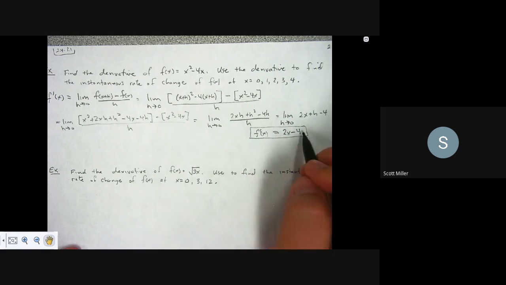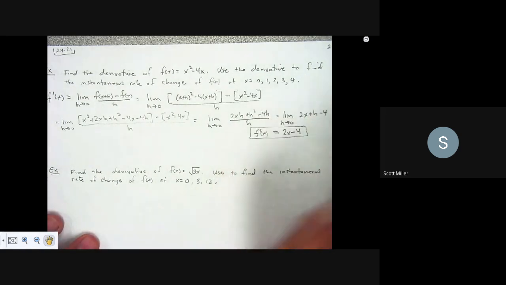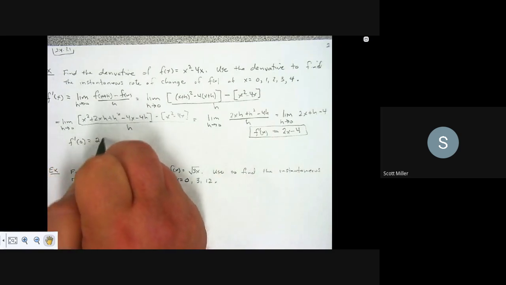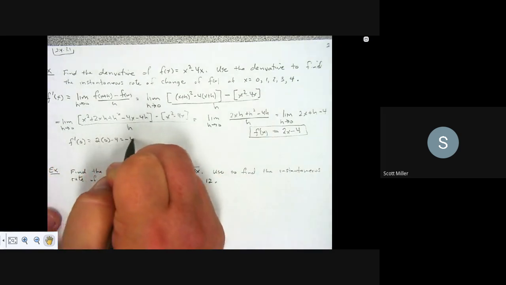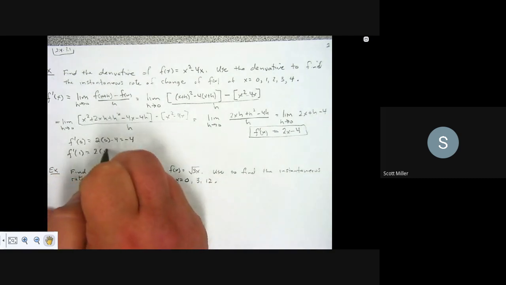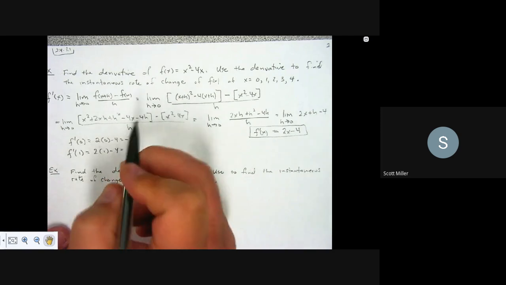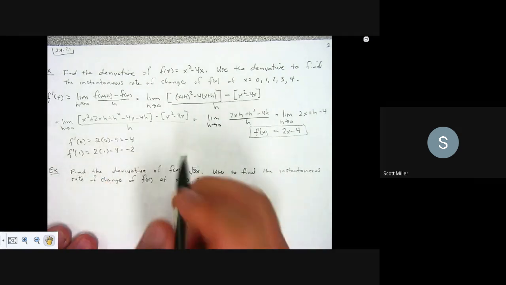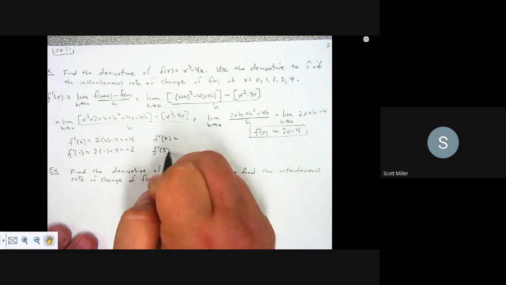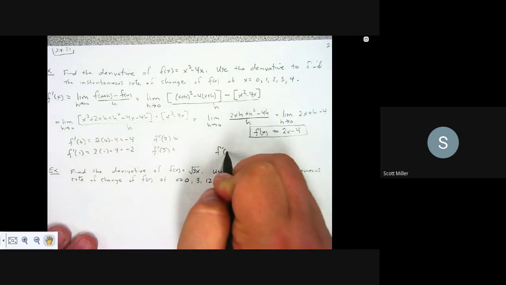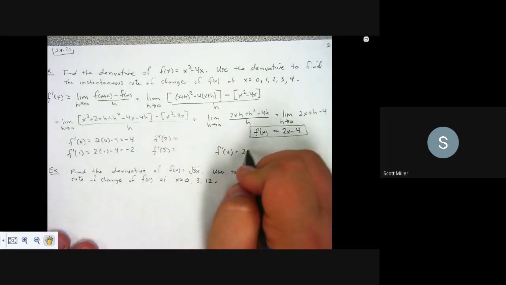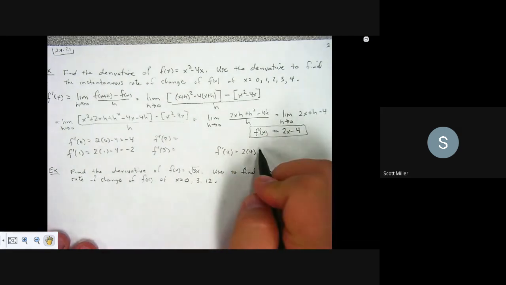Once I have that, then I can just simply plug in these values. So what is f prime at 0? Well, it is 2 times 0 minus 4, or negative 4. What is f prime at 1? Minus 2. Okay. And then what is f prime at 2? What is f prime at 3? And what is f prime at 4? And so you can plug all these values in and work all these values out.